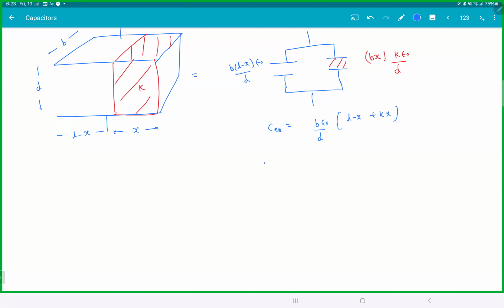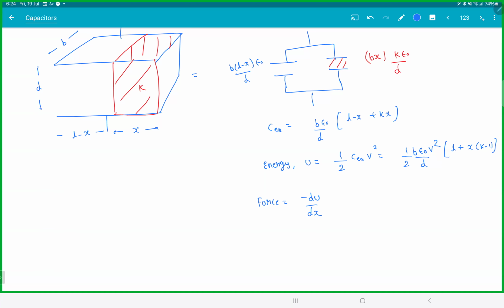What is the energy? The energy U would be half C equivalent into V square. So half B epsilon V square by d, into L plus x into k minus 1. How do we get force? Minus dU by dx. That is the only way you can get force in this situation, because the field is non-uniform and all.